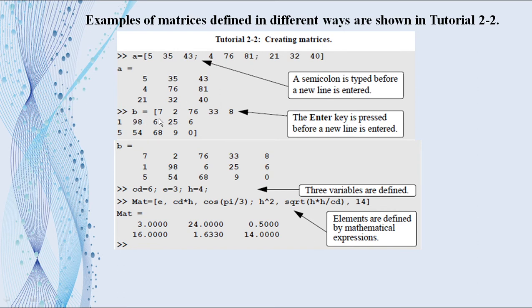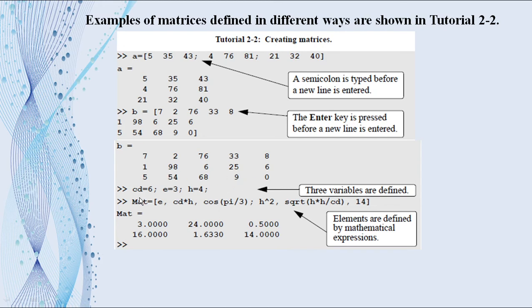Similarly, B is equal to 7 2 76 33 8. After entering these values with the spacing, they press the enter key. That becomes the second line. It goes to the next line. So 198 6 25 6. When you press enter, it goes to the next line. 554 68 9 and then 0. To get the value of the matrix, closing the bracket is essential. When you close the bracket and press enter, it gives the value B is equal to, see this, first row, second row and then third row.